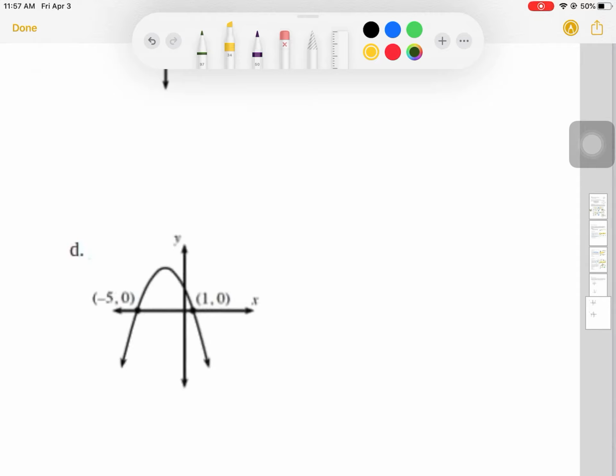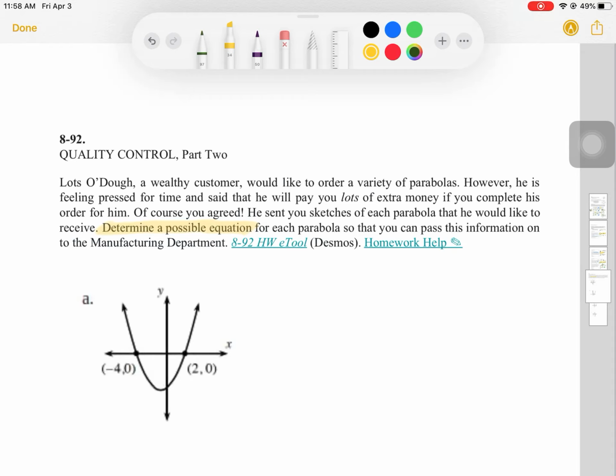If you notice in the setup of the problem, and I want to point this out to you because I know that we'll get questions about it, it says determine a possible equation for each parabola. All right, so you want to try and make sure that it fits as best as it can.